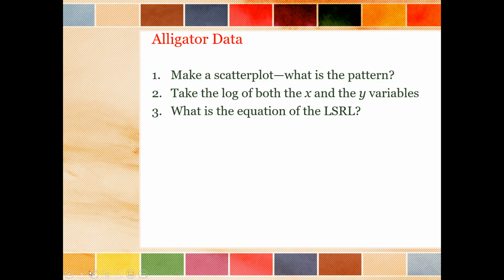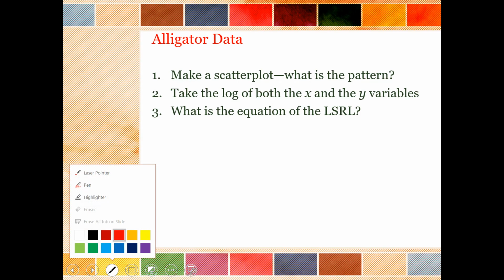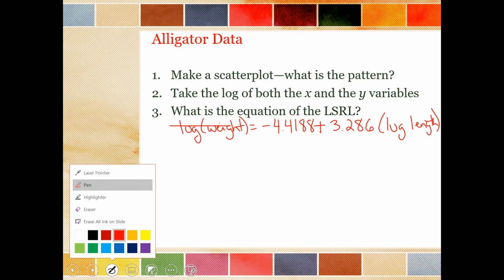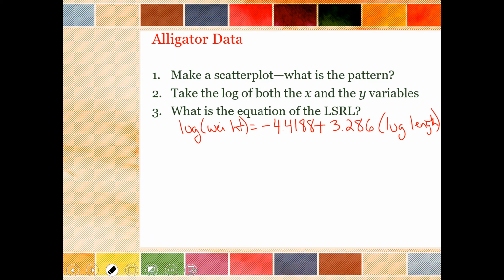So when we write this, remember we took the log of x and the log of y. So let me get my pen working here, just like class. This would be the log of the weight equals negative 4.4188 plus 3.286. And then this was the log of the length. Once you write it once, you don't need to worry about writing that every single time, the weight and the length, but I'd at least like you to write it for the first one.